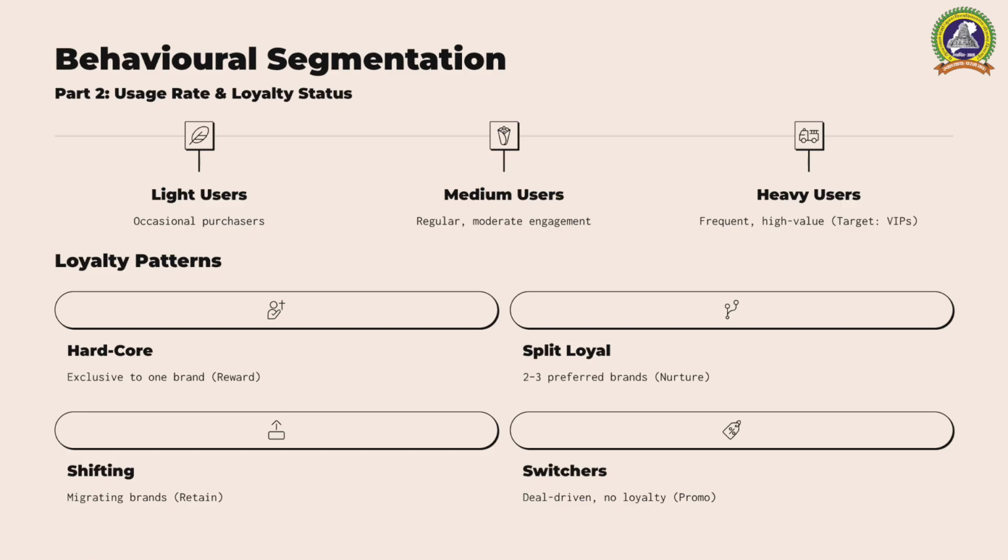And finally, switchers. This group shows no loyalty to any brand. They are typically price sensitive and will buy whichever detergent or toothpaste is on discount.